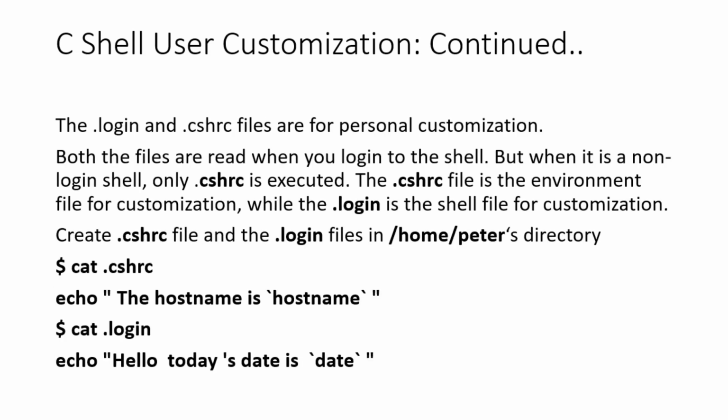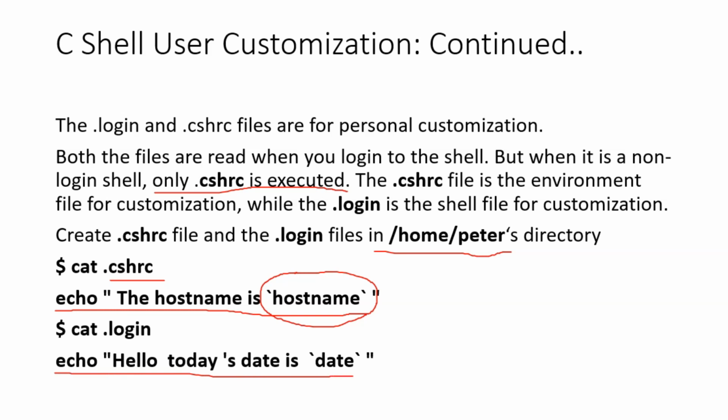The .login and .cshrc files are for personal customization. Both the files are read when you log into the shell, but when it is a non-login shell, only .cshrc is executed. The .cshrc file is the environment file for customization, while the .login is the shell file for customization. Let us create .cshrc and .login files in the /home/ptest directory and add the following pieces of code. echo The hostname is `hostname`. This is a command in backticks and is added in the .cshrc file. And this following code, echo Hello, today's date is `date`. Date is also a command in backticks, added in the .login file.